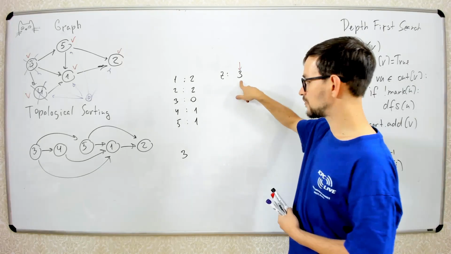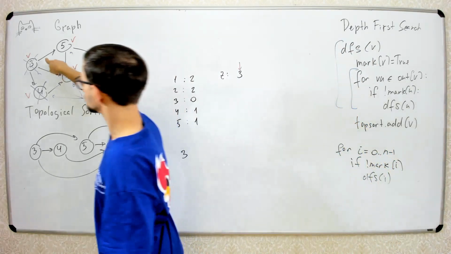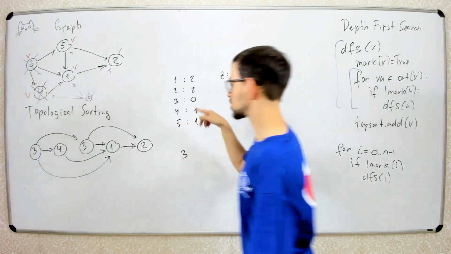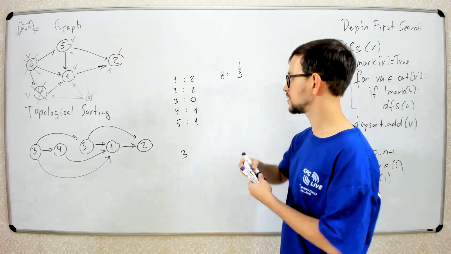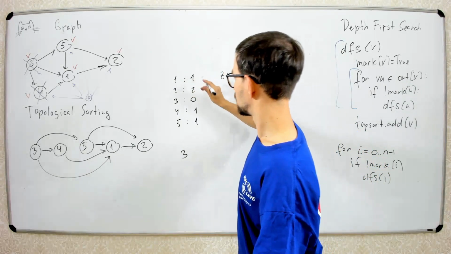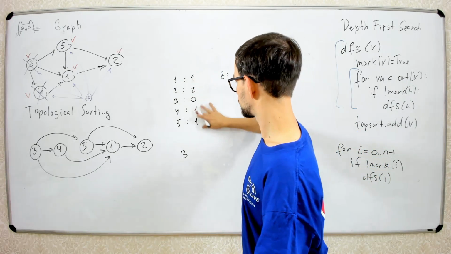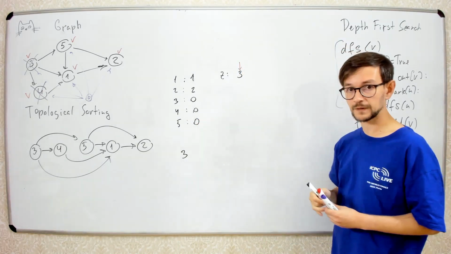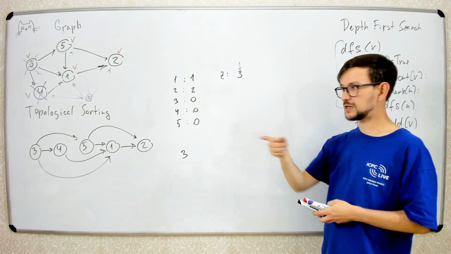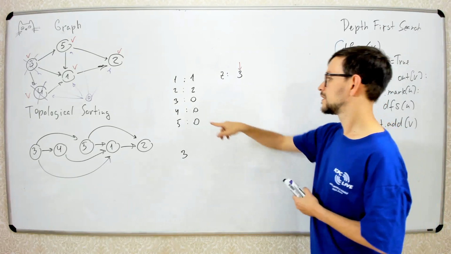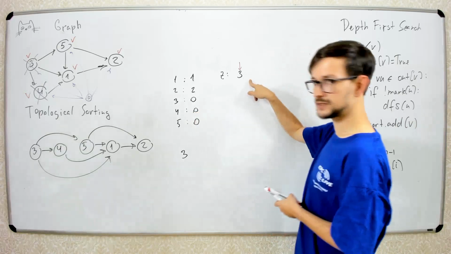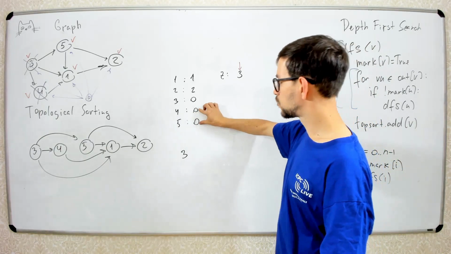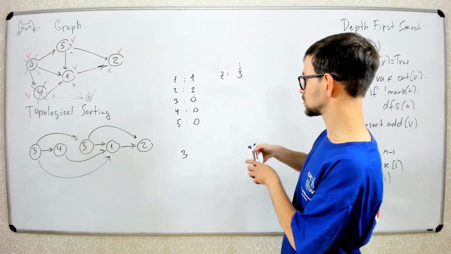When I erase node 3 from the graph, I iterate over all edges connected to node 3. So I have these 3 edges to 1, 4, and 5, and I just decrease these 3 counters: for node 1, node 4, and node 5. When I decrease a counter and it becomes 0, I put this node into this list. So these 2 counters are now 0, and I can put these 2 nodes, 4 and 5, into this list.